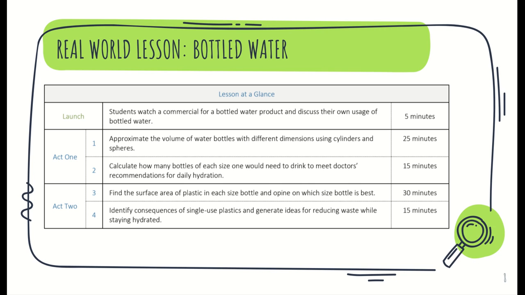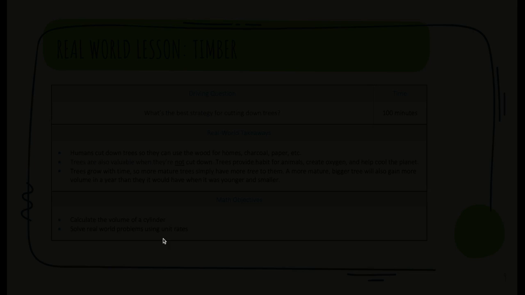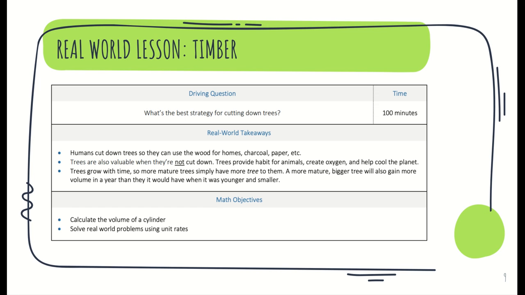They'll calculate how many water bottles of each size one would need to drink to meet doctors' recommendations for daily hydration. They'll find the surface area of plastic, and they'll identify consequences of single-use plastics and generate ideas for reducing waste while staying hydrated. The third lesson, scholars will figure out what's the best strategy for cutting down trees.